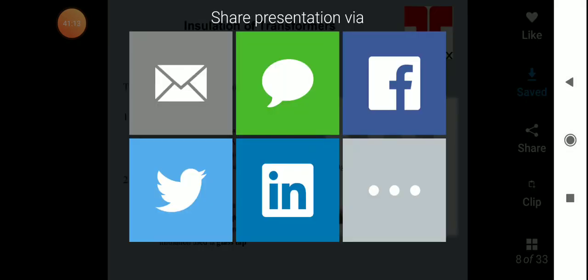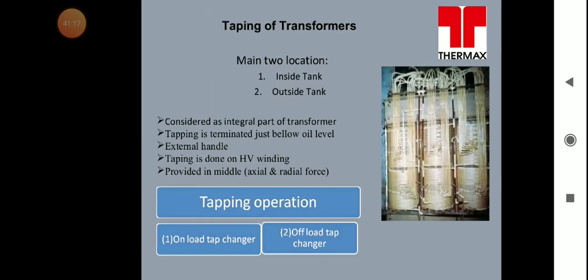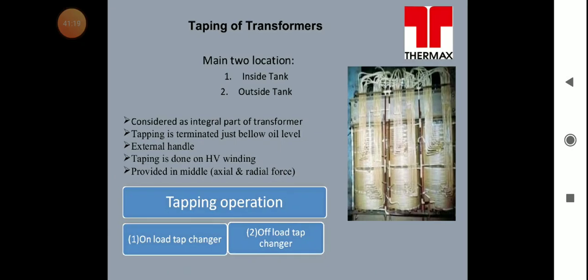Now let us see another practical example, the tappings, how it is. We have two main locations. Tapping operation is there inside the tank and outside the tank. Like that, you can see the diagram.